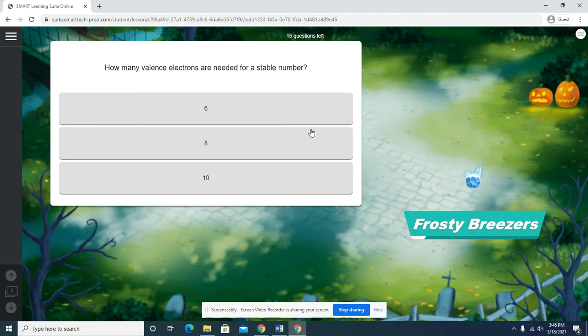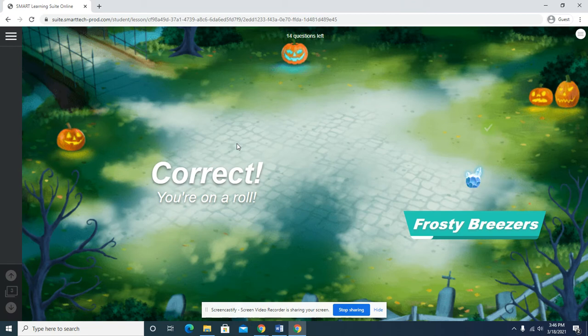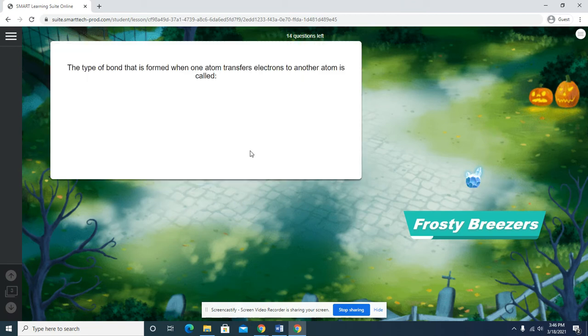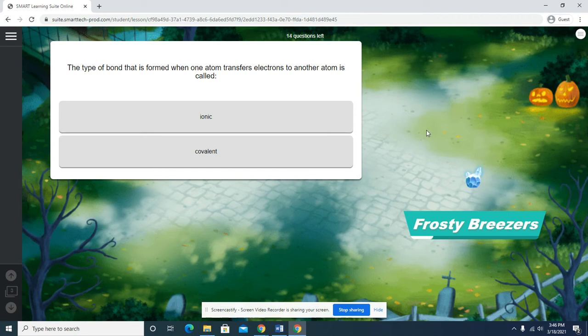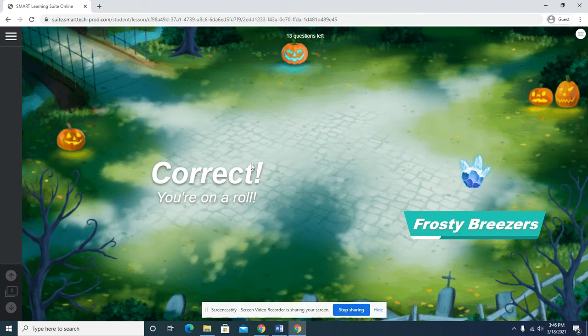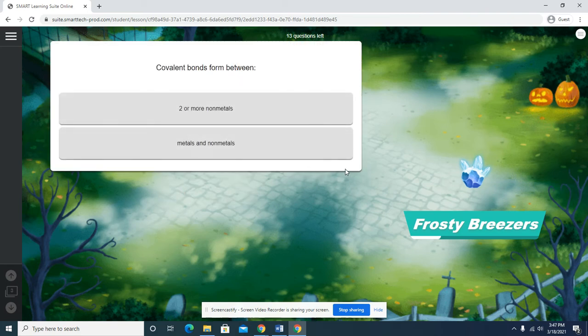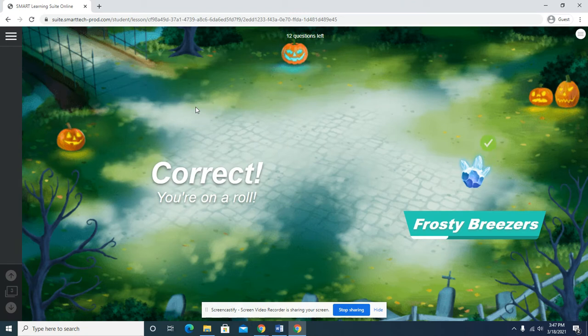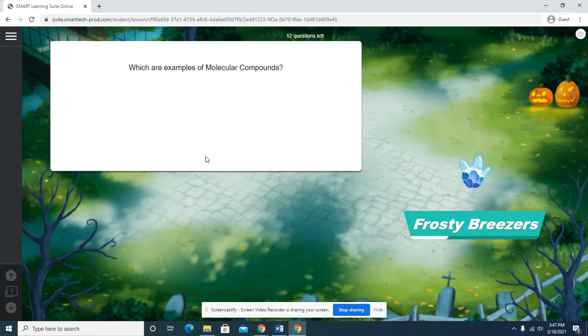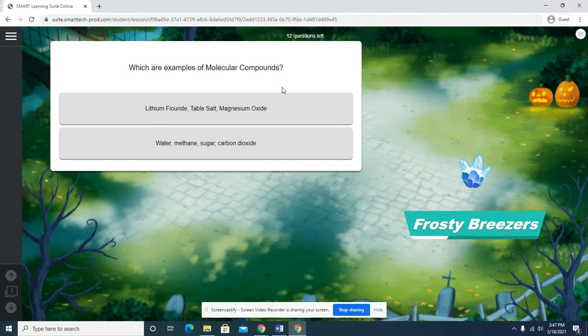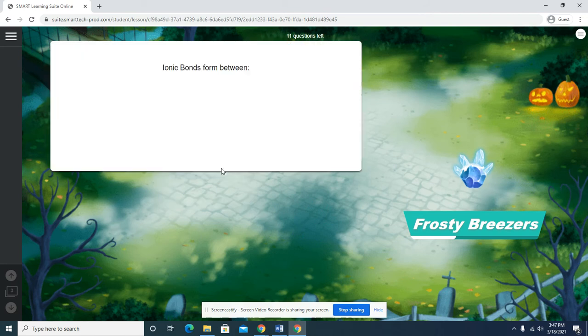How many valence electrons are needed for it to be stable? 2 if it's hydrogen or helium, but for everybody else, it's 8. The type of bond formed when one atom transfers electrons to another atom: ionic transfer, covalent share. Covalent bonds form between 2 or more nonmetals, which are molecular compounds. Well, salt is the main one I've been telling you from the beginning is ionic. So water, methane, sugar, carbon dioxide are the molecular ones.